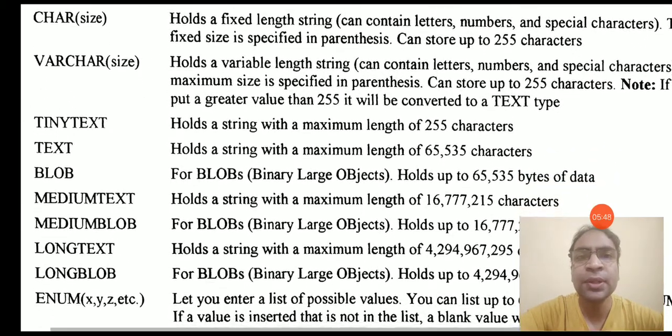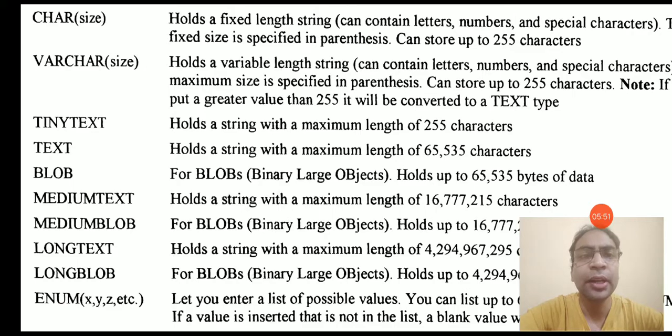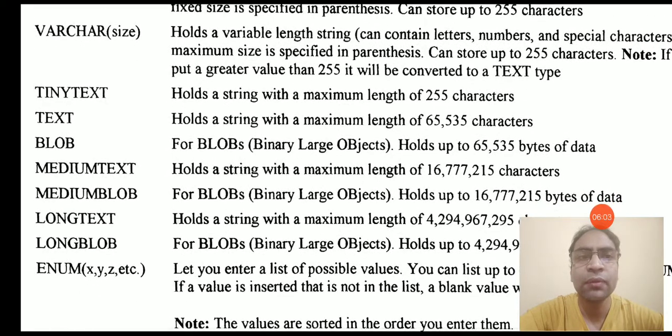The next data type is tiny text that holds a string with a maximum length of 255 characters. So this is a tiny string. Then next is text that holds a string with a maximum length of 65,535 characters. Then we have a blob. Blob is the binary large object. Blob is used to hold up to 65,535 bytes of data. So blobs can be used to store pictures, video files, audio files.